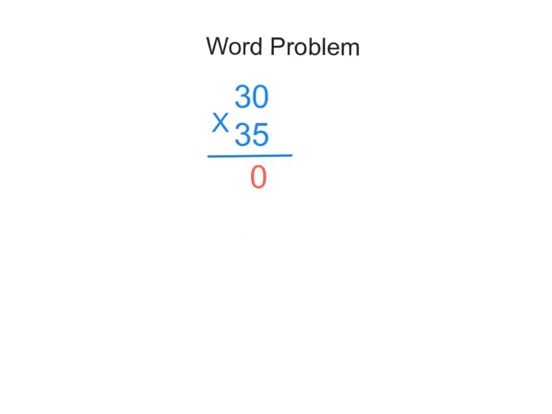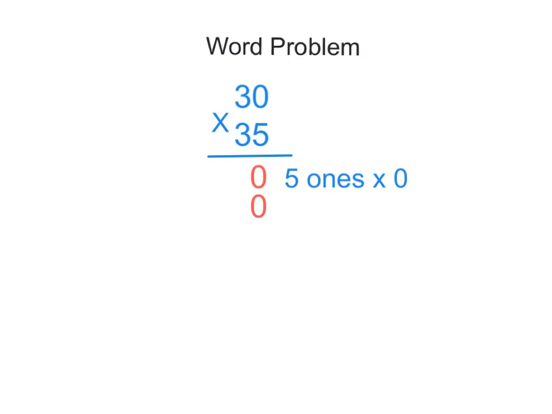Now that we have set the problem up correctly, we can begin to multiply. First, we're going to begin with the ones place. So we're going to multiply 5 times 0 ones, and that will give us 0. This is the same thing as saying 5 ones times 0 ones.